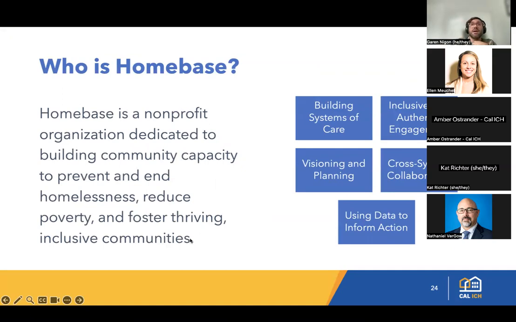So Homebase is a nonprofit organization. We're dedicated to building capacity to prevent homelessness, reduce poverty, foster thriving and inclusive communities. These are some of our areas of expertise on the right side of the screen, or some of the modalities in which we work. Building systems of care, visioning and planning, cross-system collaboration, using data to inform action.